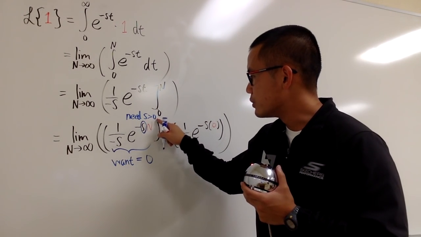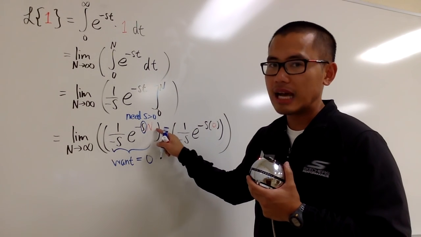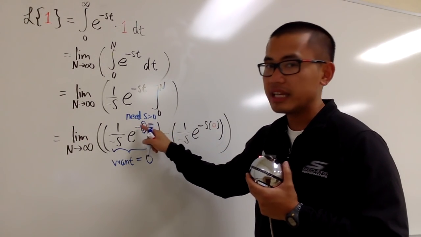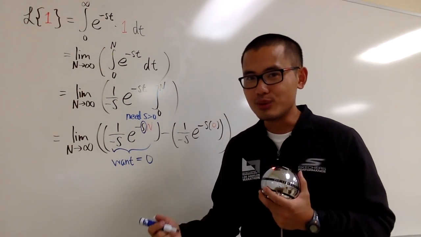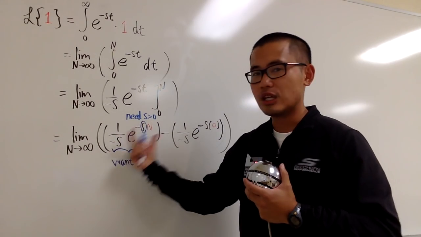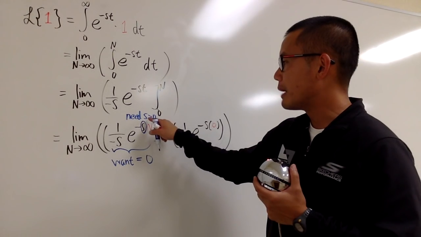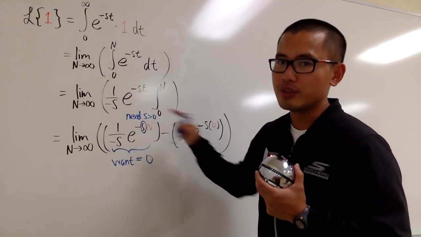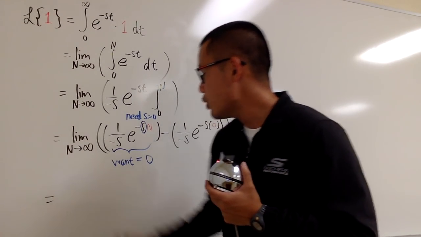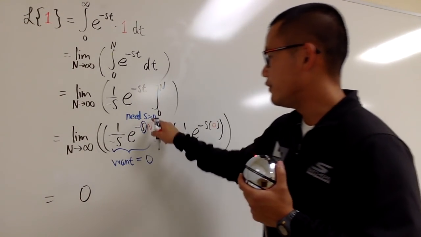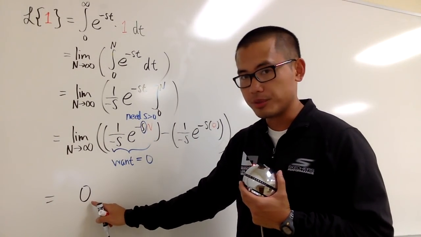If s is greater than 0, let's check this again. Negative times positive s times positive, this will give us negative infinity altogether. E to the negative infinity will give us 0, times 1 over negative s, that will be 0. So we want this to be 0, and we can do so by restricting ourselves to have s greater than 0. That's all, right? So let me just show you, we want it to be 0 if you have this condition at the end. So we'll put that down, but let me just say this is going to be 0.